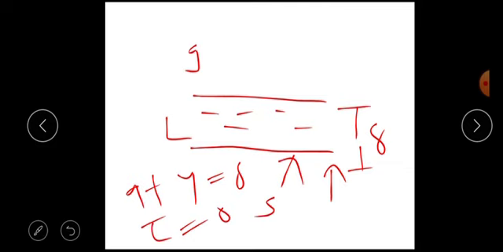So this is the basic concept of shell momentum balance. We will discuss further about the example in which we apply the shell momentum balance to determine the velocity and shear stress distribution. I hope you understand the concept of shell momentum balance.